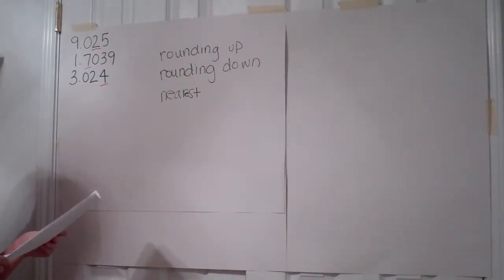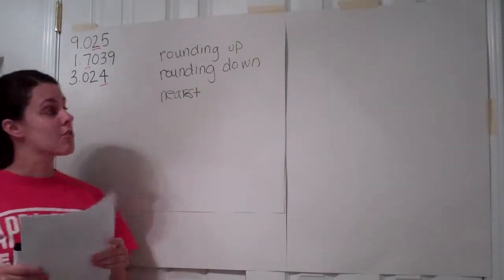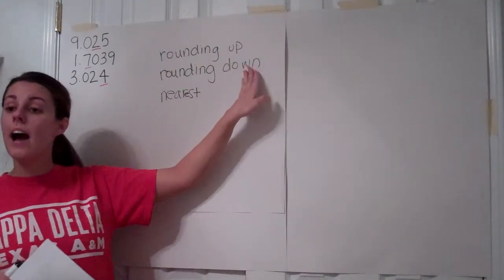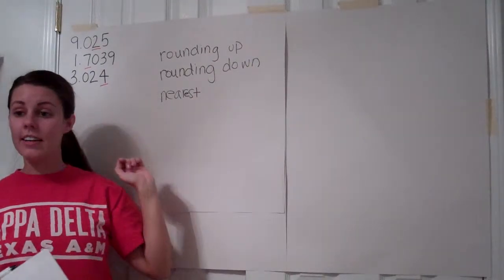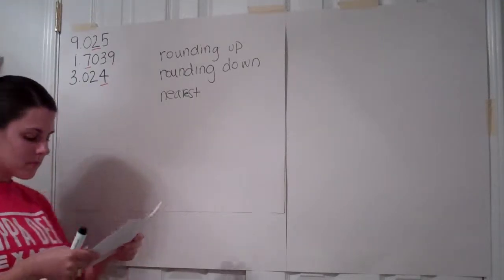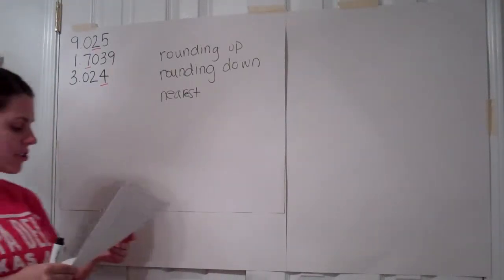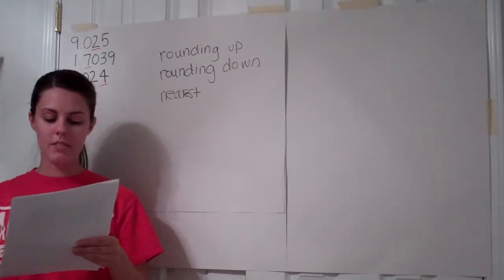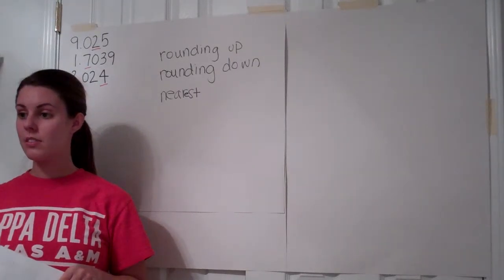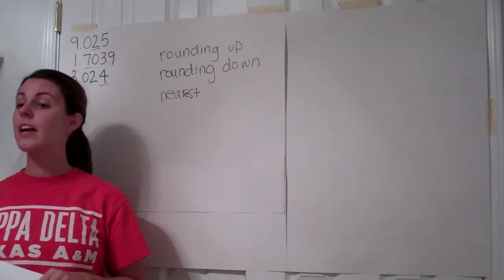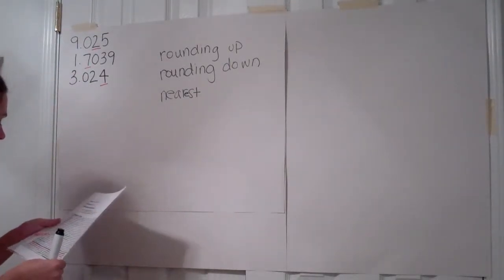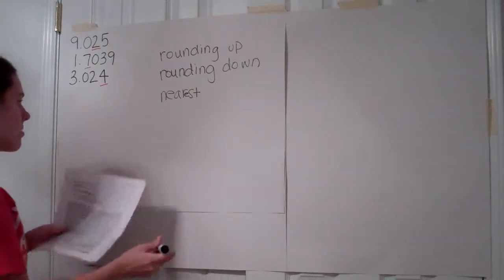So there are different kinds of rounding. Today we're going to talk about rounding up, rounding down, rounding to the nearest, and we're also going to review rounding to a whole number. Okay, so let's backtrack and remember our rules for rounding. 1 through 4, you round down. Good. 5 through 9, you round up. Good job.